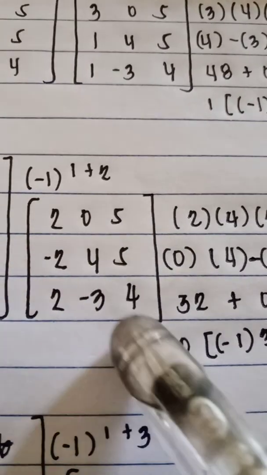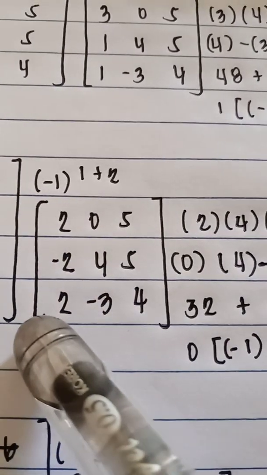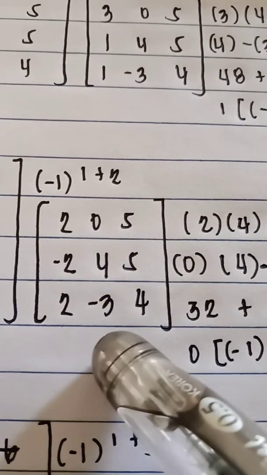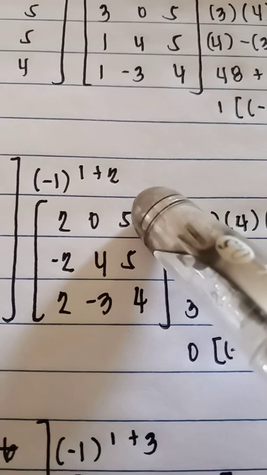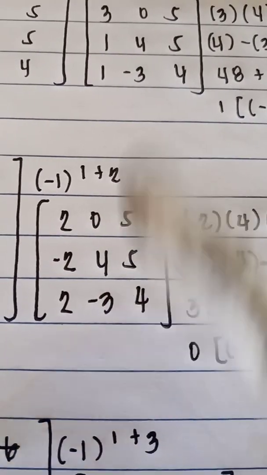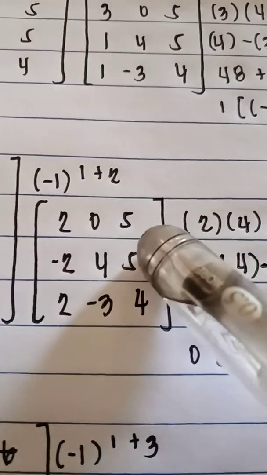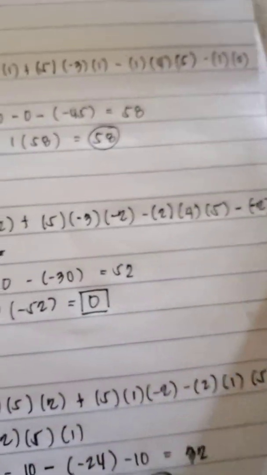So 2 times 4 times 4 plus 0 times 5 times 2 plus 5 times negative 3 times 2 minus 2 times 4 times 5, negative 2 times 0 times 4 minus 2 times 5 times negative 3. So we wrote it here.